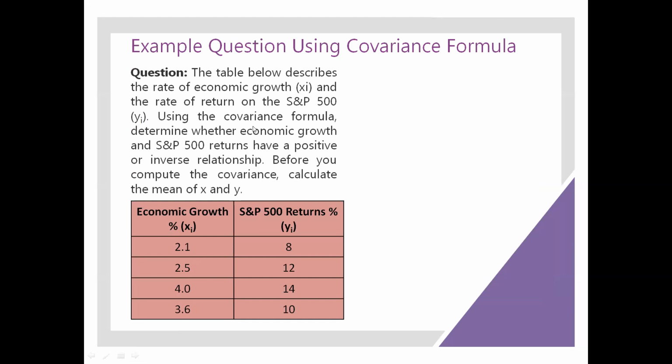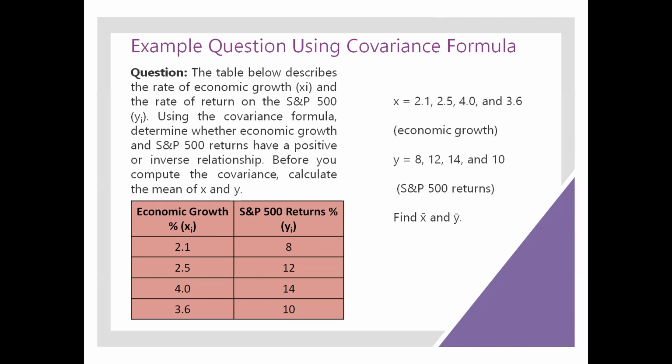So what is this question saying? We have a table which describes the rate of economic growth, represented by xi, and the rate of return on the S&P 500, represented by yi. So we have two variables, x and y. Using the covariance formula, determine whether economic growth and S&P 500 returns have a positive or inverse relationship. For that we have to compute the covariance. Before computing the covariance, I have to find the mean of x and the mean of y. Only then can I find the covariance between x and y.